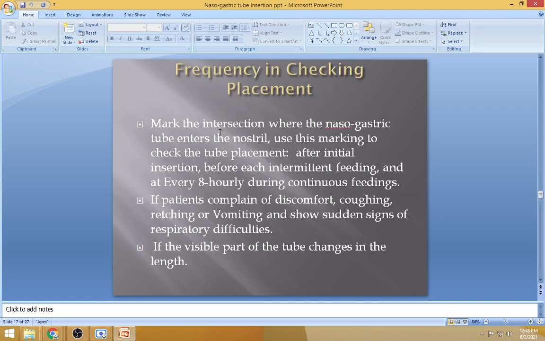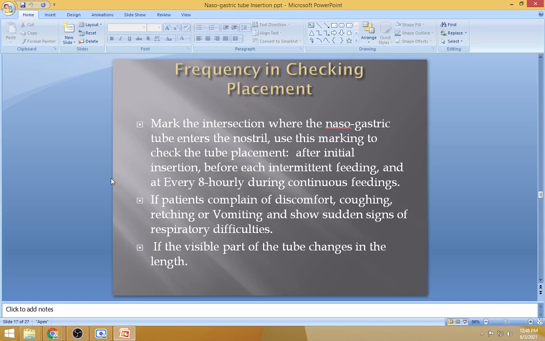Okay. So when are you supposed to check the placement? Mark the insertion when the nasogastric tube is inserted. When you do the insertion of the tube, we have to document when the insertion was done. After you insert the tube, put a plaster on the nose and close the tube and keep it ready for use. At that time you have to mark it near the nose, or there will be a marker, so that you should know up to which point the tube has been inserted.